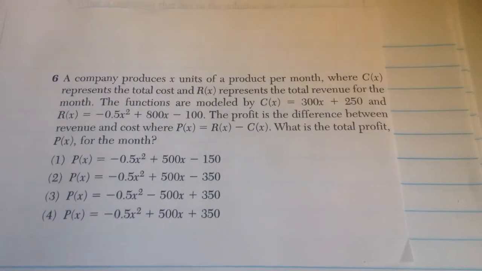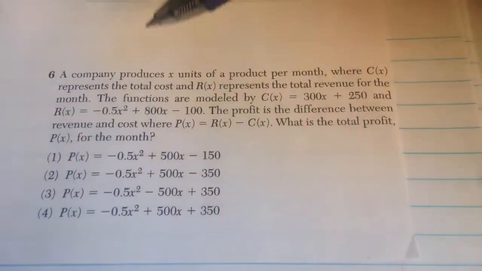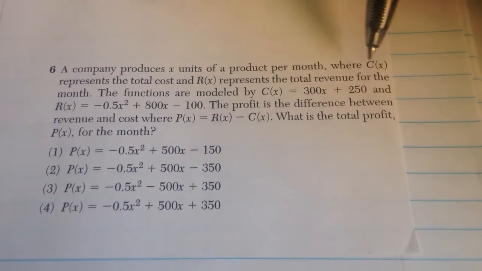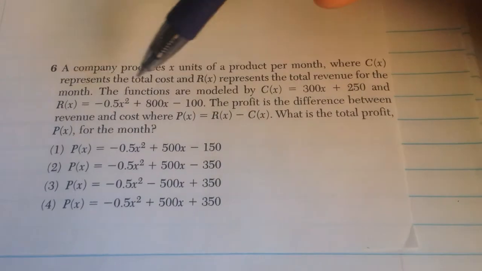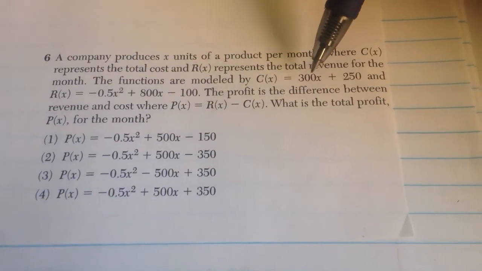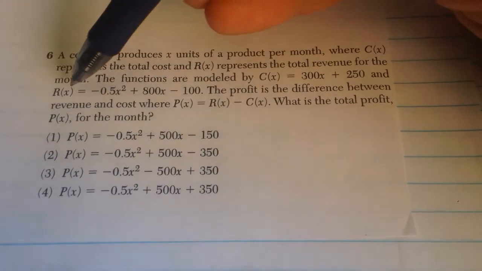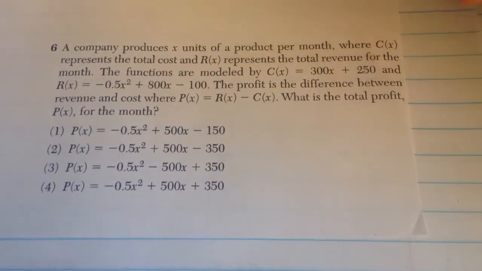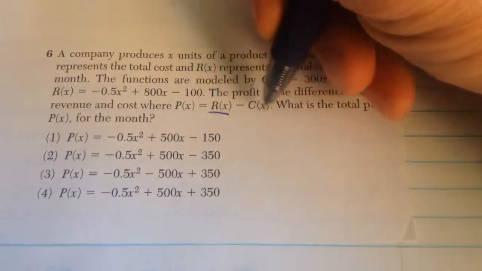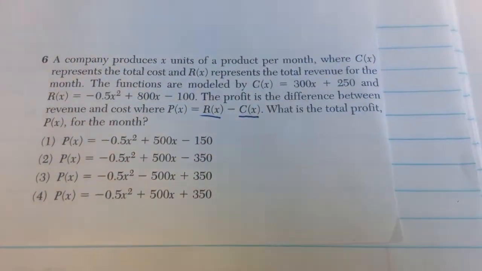In this case, it's asking for: a company produces x units of a product per month, where C of x represents the total cost and R of x represents the total revenue for the month. The functions are the following: C of x is 300x plus 250, and R of x is this. The profit is the difference between the two. What is the total profit? All they want you to do is take this function and simplify.